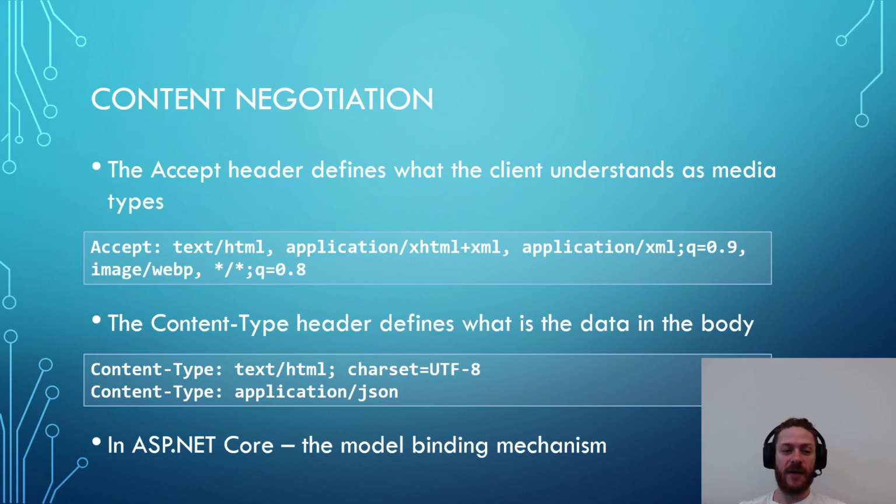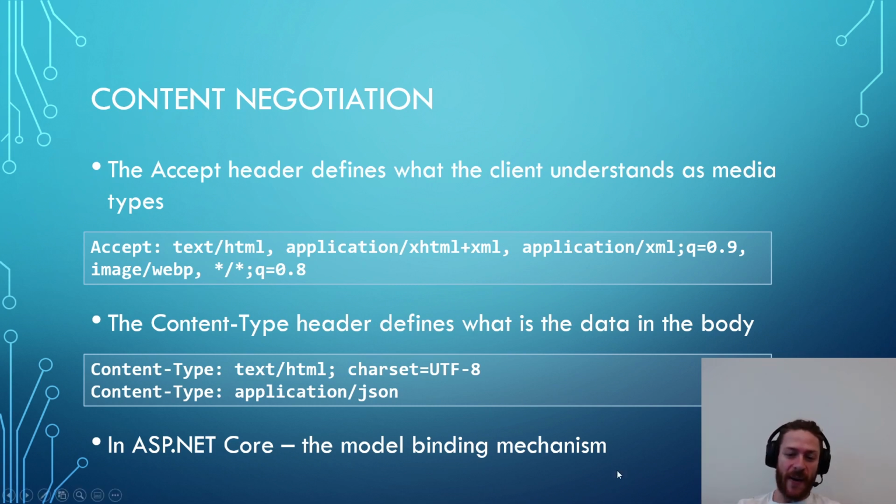Then the server needs to check the accept part of the request and then needs to provide application JSON. So content negotiation is what the client accepts, and based on the content type, then the server returns some kind of content that the browser understands.